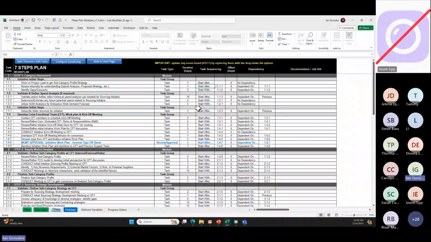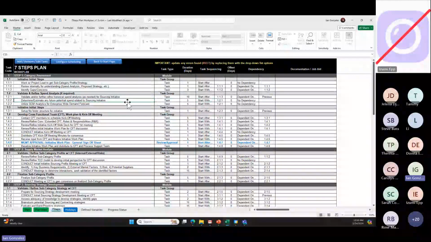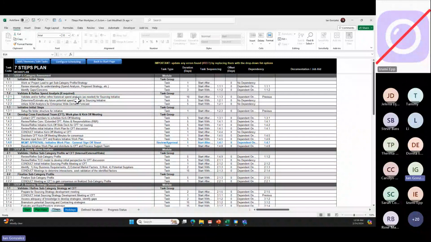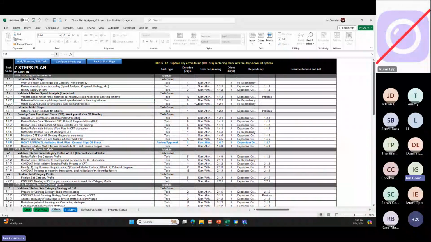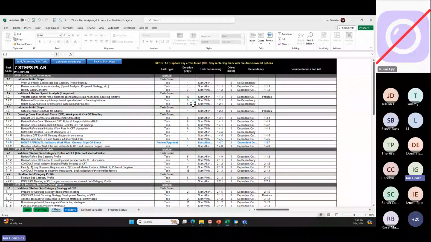Okay, some of these things say start with, like for example, determine an estimate of any future potential spend related to the sourcing initiative. You can do that together with validating historical spend. One does not have to follow after the other. So in this case, task 1.2.1 will start after 1.1.3, which is this task over here. But determining any future spend can happen together. We start with 1.2.1. And this one takes 10 business days. This will take 5 business days or 1 week.